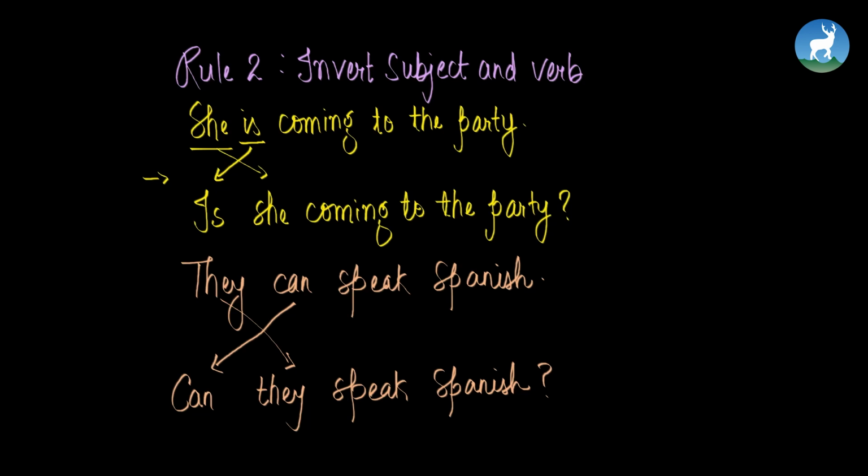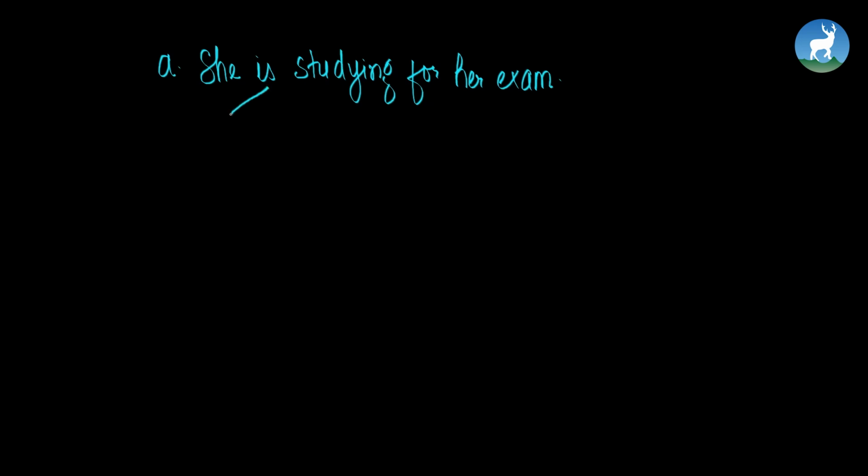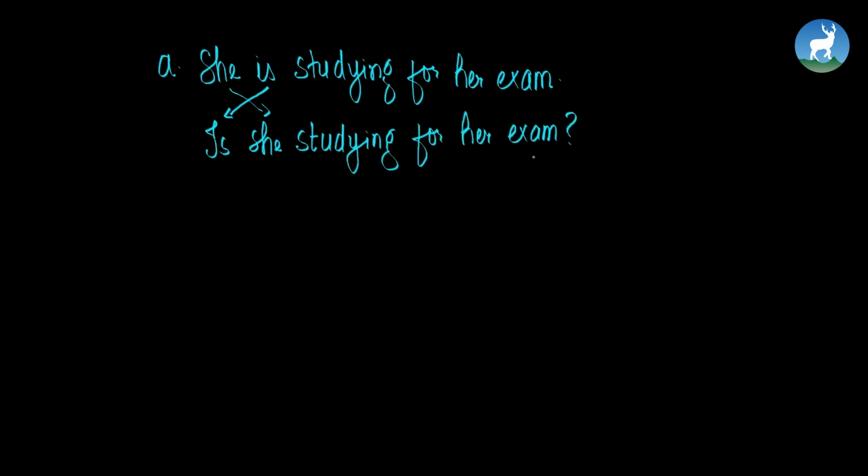Are you ready for that? Alright, let's move on. A. She is studying for her exam. How do you convert this sentence to a yes or no question? Yes, we invert the subject and verb, right? Correct. So, is she studying for her exam? And a question mark.